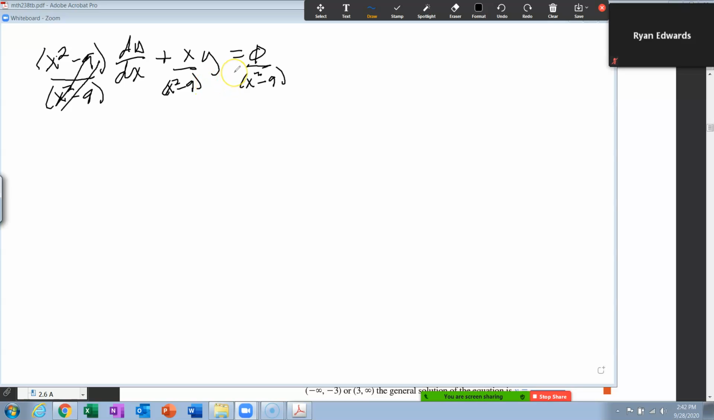But at the same time, I would say going out here that x cannot equal plus or minus 3. Why? Because we just divided by this thing, and if x were equal to plus or minus 3, that meant we just divided by 0, which we can't do. So these are potentially singular points for us. We don't know that they will be, but they are certainly potentially singular points for us.